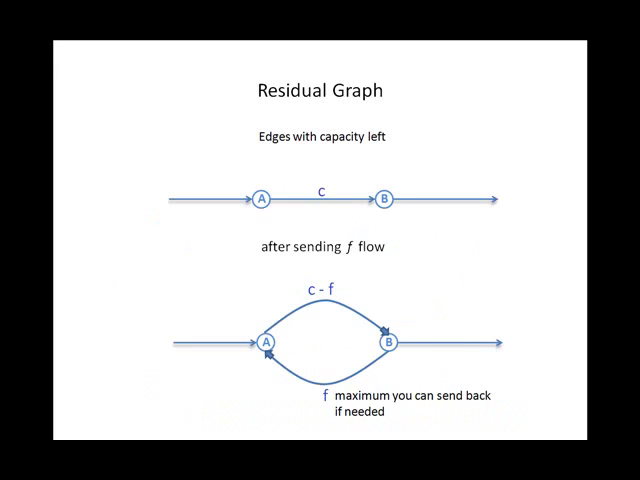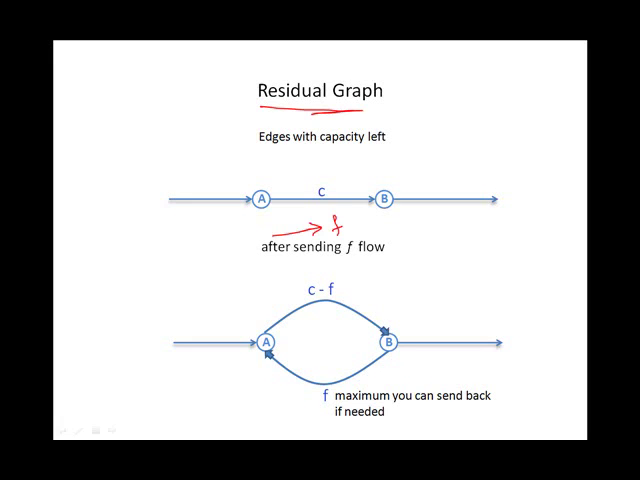So for this we will introduce the concept of residual graph. Okay. So if you look at the edges with the capacity left, if we send a flow F along this edge, the capacity left from A to B is C minus F.